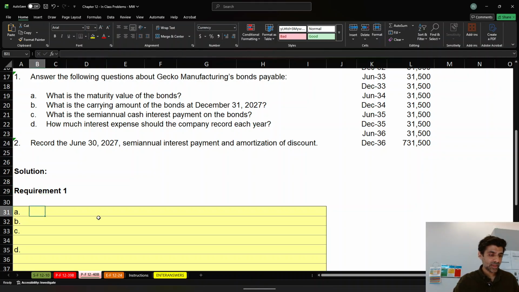Okay. So the answer to A. Oh, I see what you're saying, Adam. Okay. Yeah. So the face value or the maturity value is 700,000.